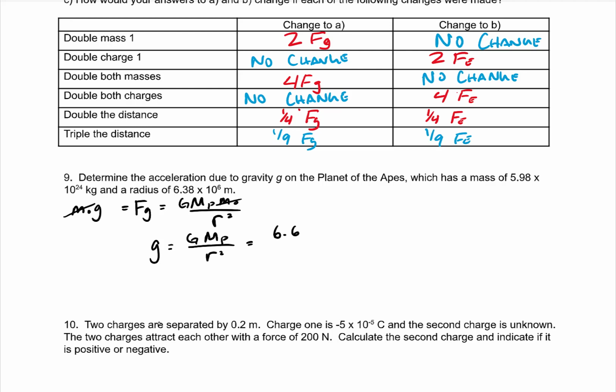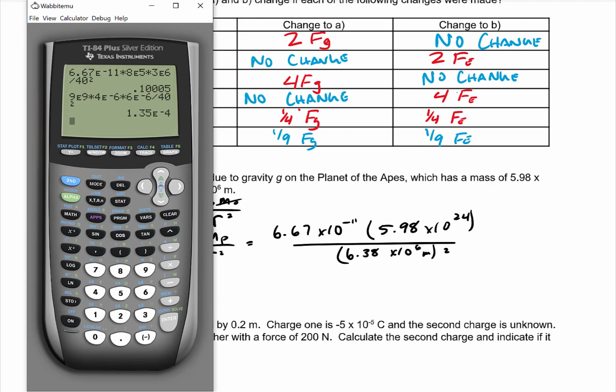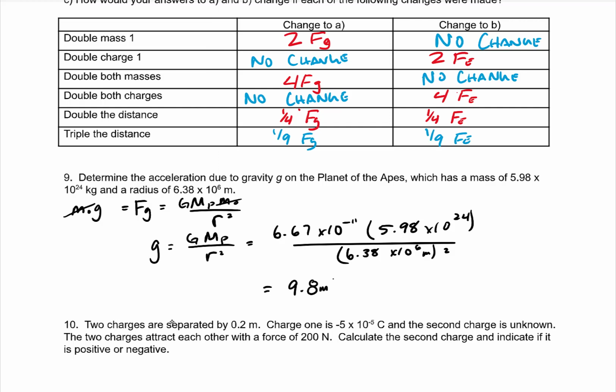So 6.67 times 10 to the negative 11th times the mass of the planet, 5.98 times 10 to the 24th kilograms, divided by the radius of the planet squared, 6.38 times 10 to the 6th meters, and then that whole thing is squared. Again, we're going to need to use the calculator to figure this out. So 6.67 E negative 11 times 5.98 E 24 divided by 6.38 E 6 whole quantity squared. That's entered in the right way. It's going to do all the right things. And so that comes out to be 9.8 meters per second squared. That seems familiar.